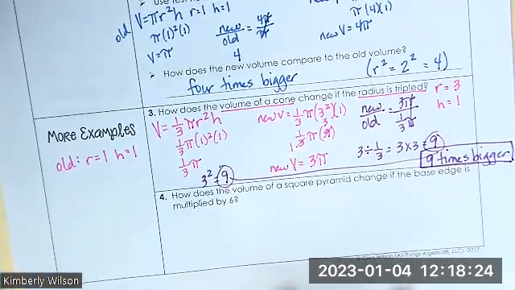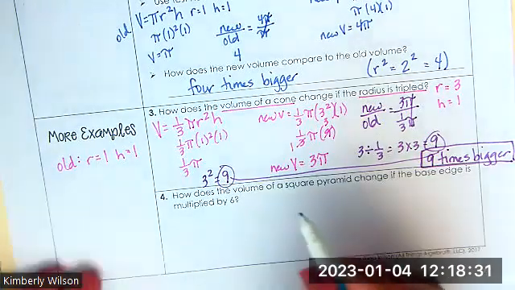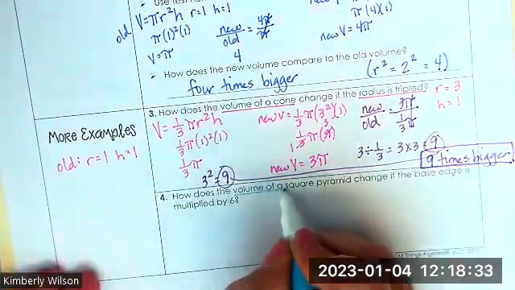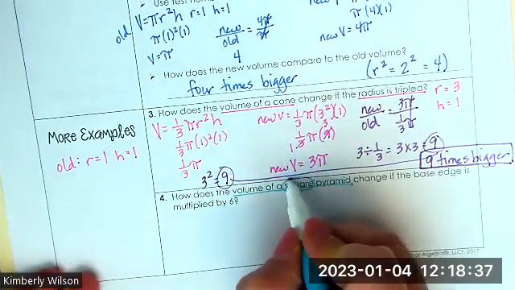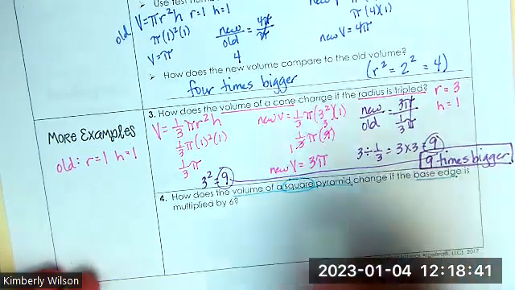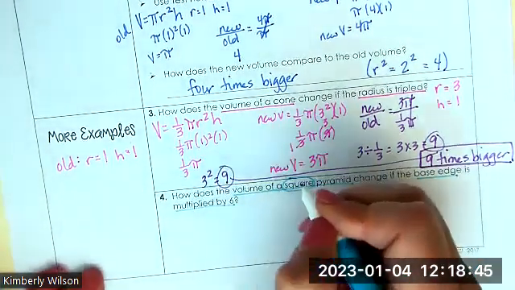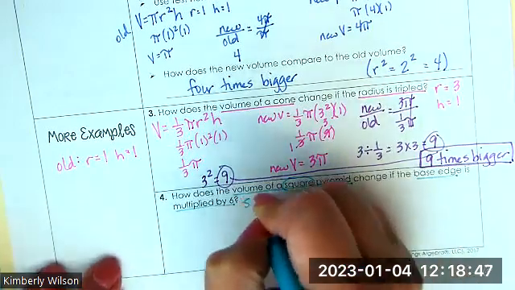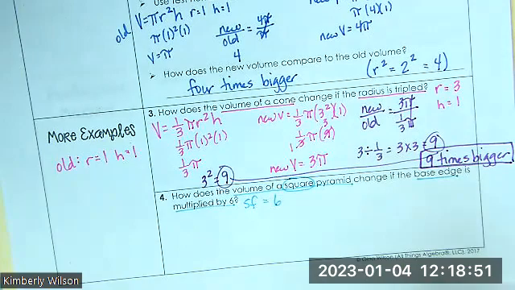Let's look at this a little bit of a different way for the next one. Okay. Now, this is how does the volume of a square pyramid change? Now that's a square. Square. The base edge is multiplied by 6. So that means my scale factor is 6. That's what I'm having to multiply by.